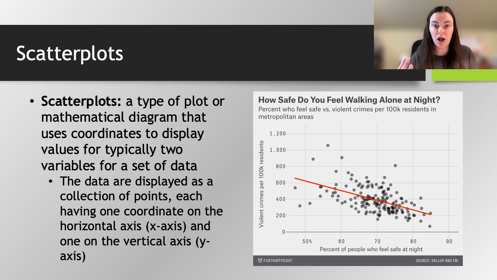So, as we've done with all of our graphical representations and charts up to this point, let's first take a look at our title. What are we viewing here? In this case, the research question is, how safe do you feel walking alone at night? Second indicators for our two variables in this case is to look at our y and x axes. In this case, our y-axis is measuring violent crimes per 100,000 residents, and our x-axis is looking at the percent of people who feel safe at night.